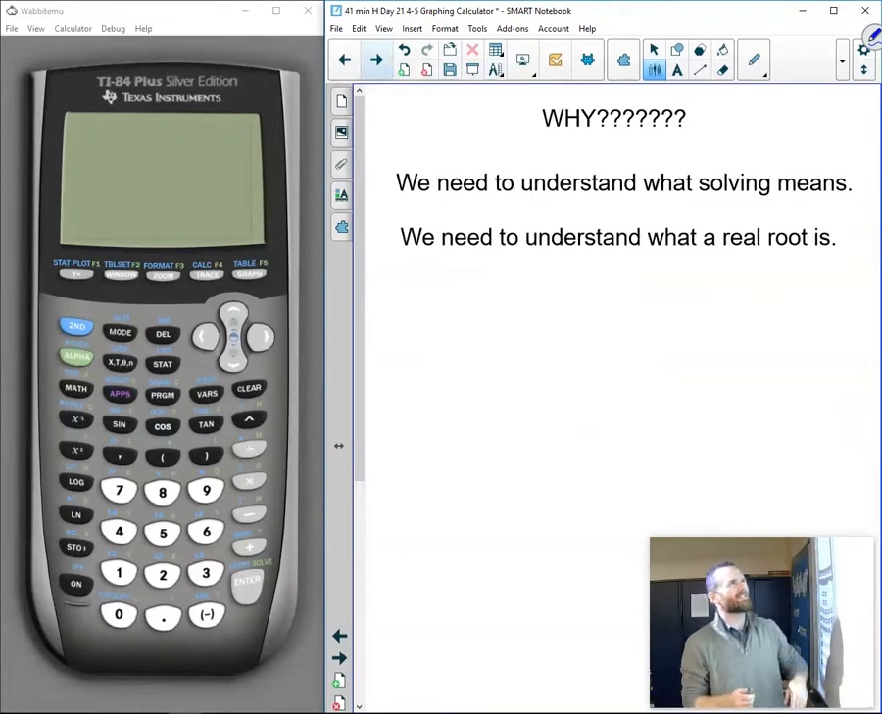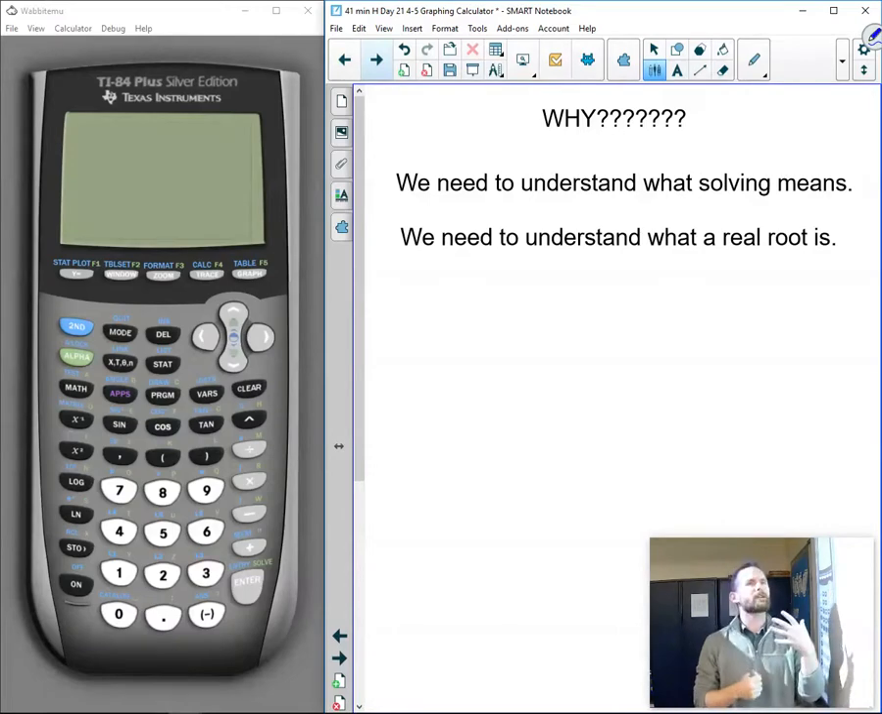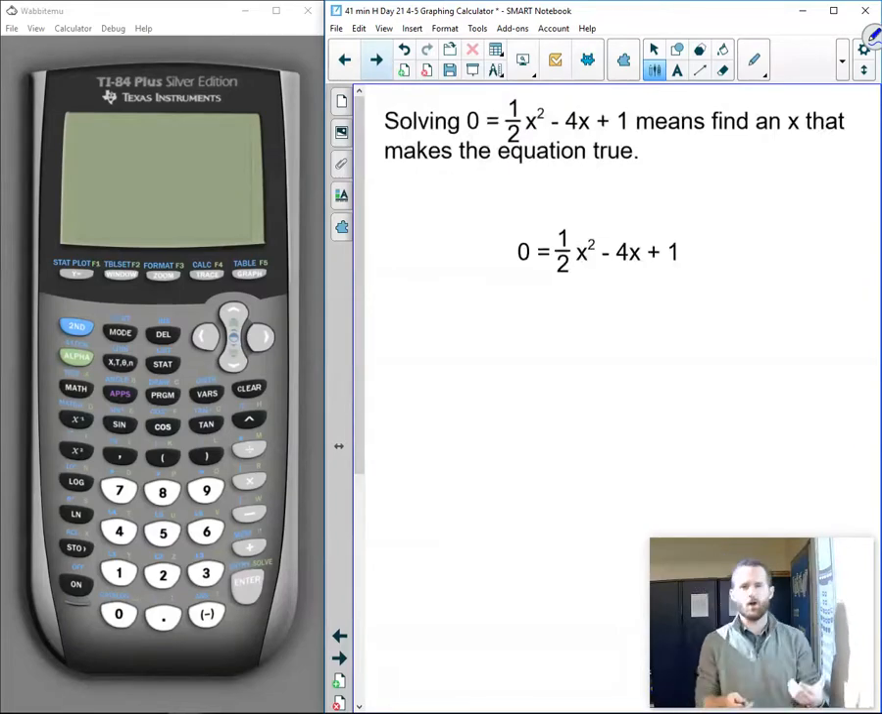Now after looking at this, I wouldn't blame someone for saying, but wait, why? Why would that be the same? Why would the real solutions and the real roots be identical? Why would they match? To see why it makes sense, to see why the real solutions are the real roots, we need to understand what solving means, and we need to understand what a real root is. So let's take a look at what solving is.